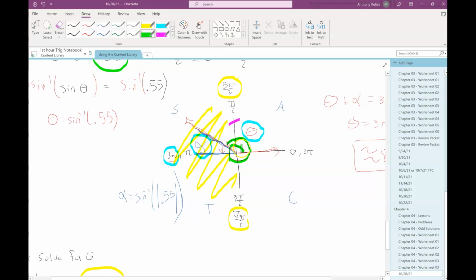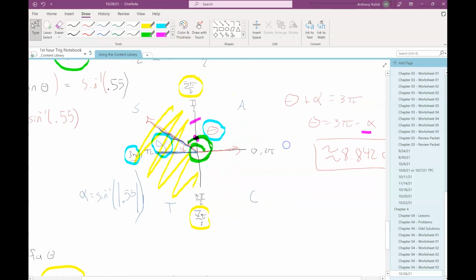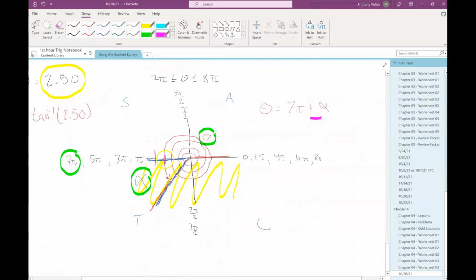So when I'm drawing my theta, if the last axis I pass through is the vertical, then we're going to be subtracting alpha. If the last axis I pass through is the horizontal, we'll be adding alpha.